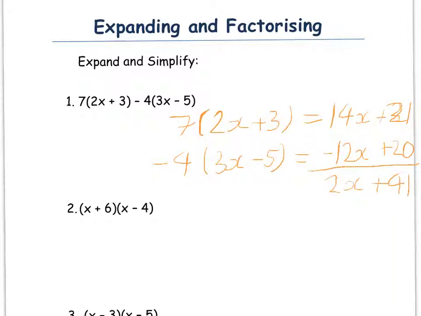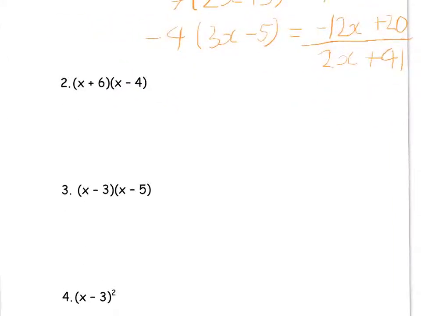Just be very careful with the negative numbers here, because a big mistake is often to not do minus 4 times minus 5 as positive 20. Right, let's now look at expanding double brackets.